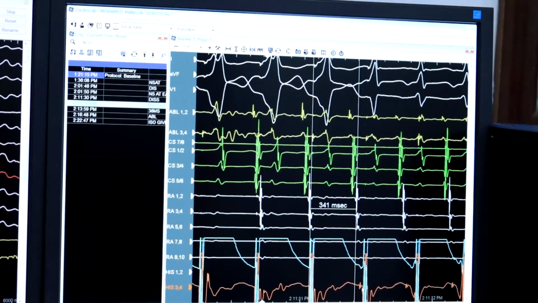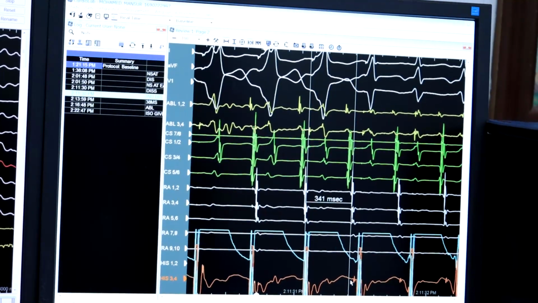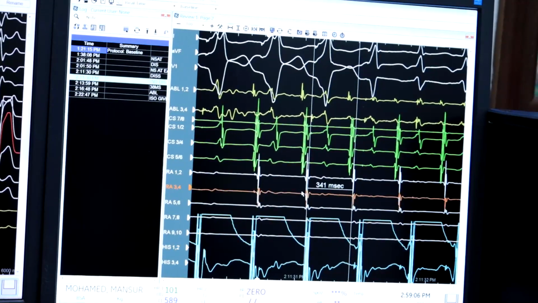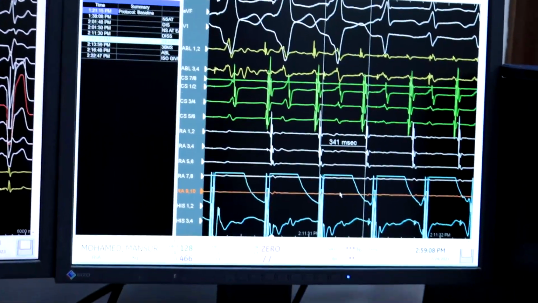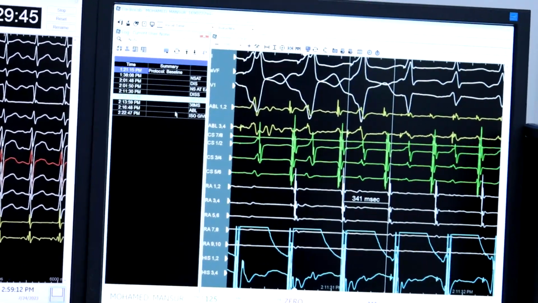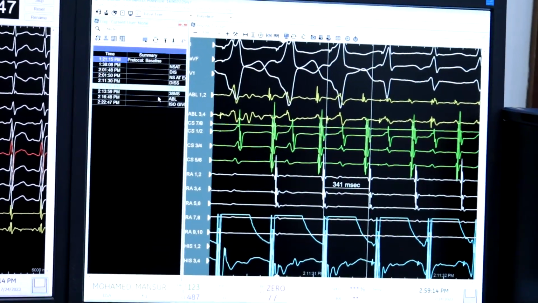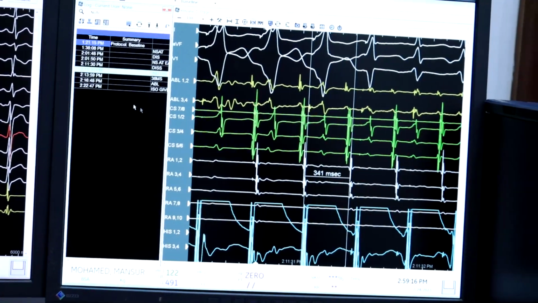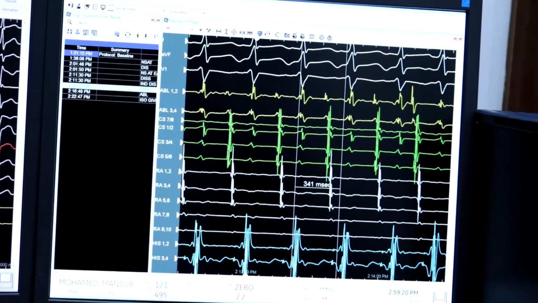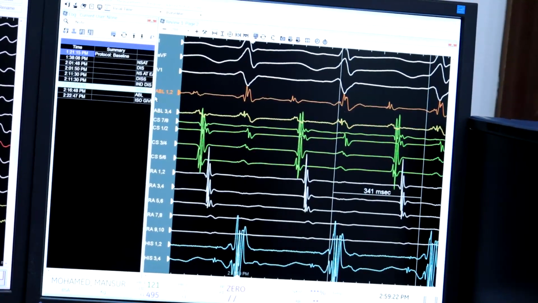Even though we have a His deflection, as if this pacing is within the His, the refractoriness did not change. So this is proof that this is atrial tachycardia. So we started to map for the earliest atrial signal, and we did achieve a signal earlier by 38 milliseconds.